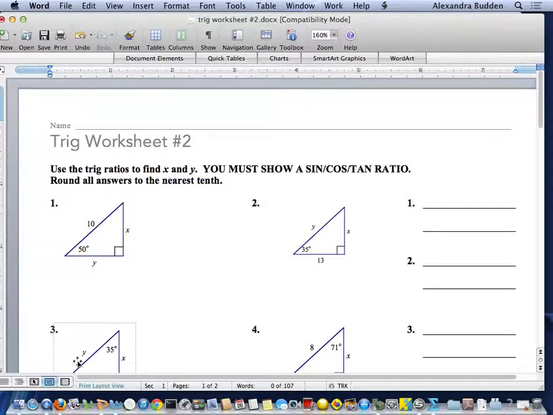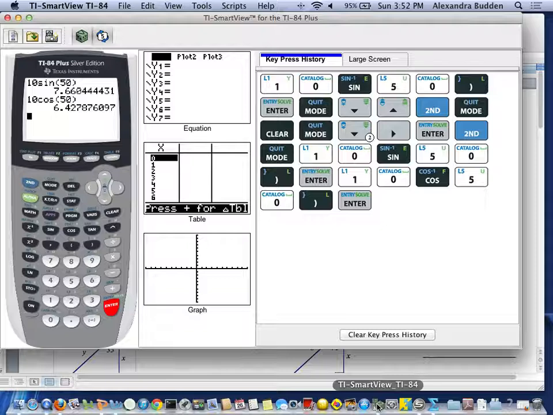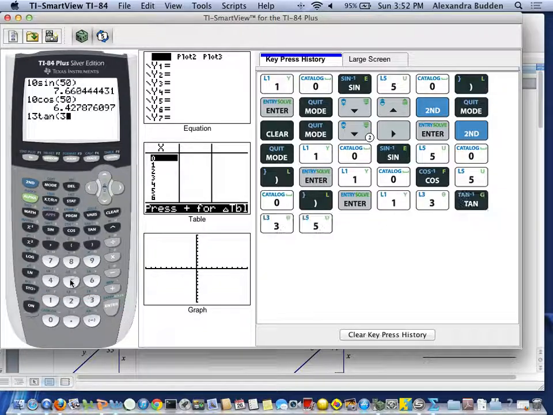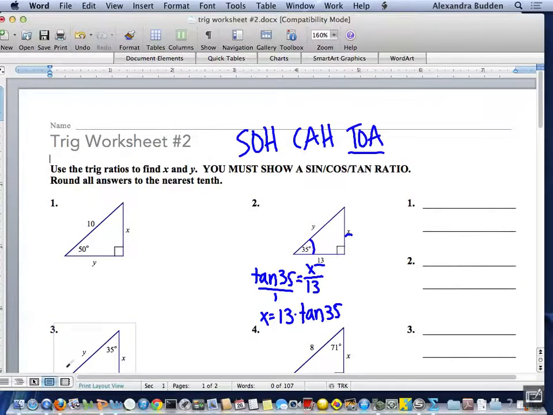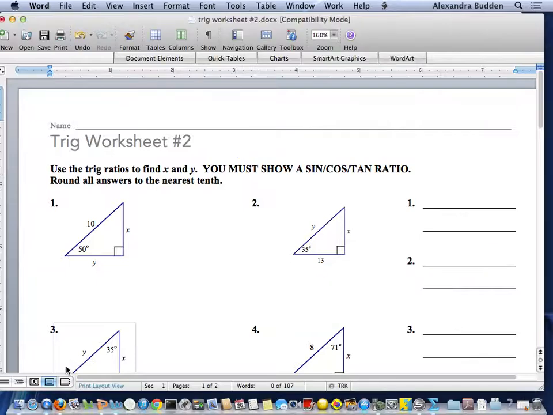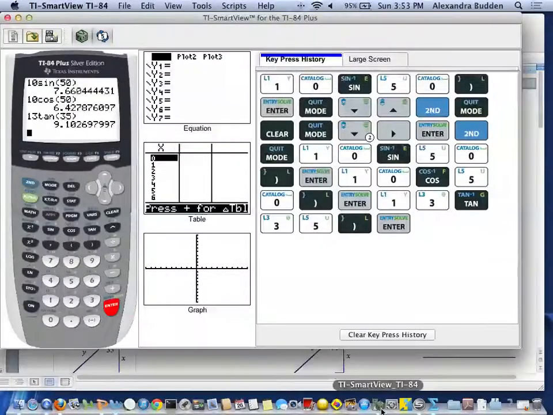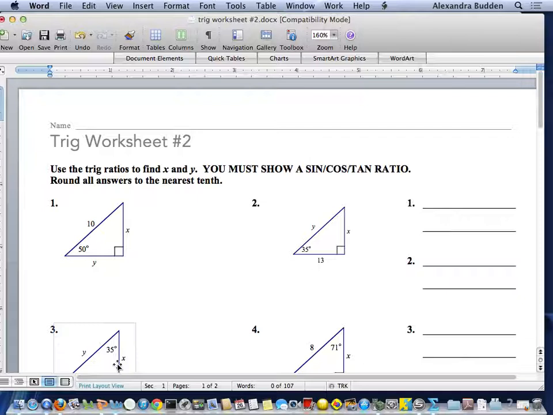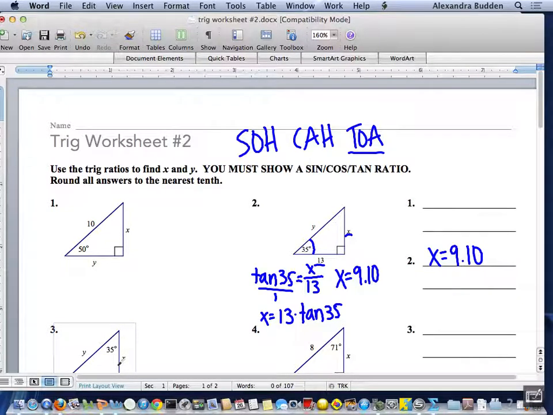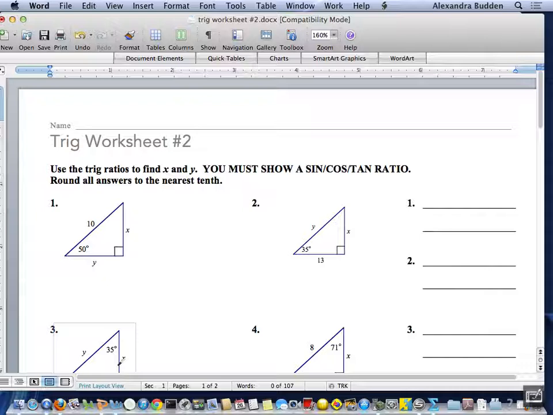Going to my calculator, I have 13 multiplied by the tangent of 35, and I get 9.10. Okay, so now I know that x equals 9.10. I'm going to write that on the line. 9.10. Okay. Now, let's move on to find y. I'm going to erase everything that I put.